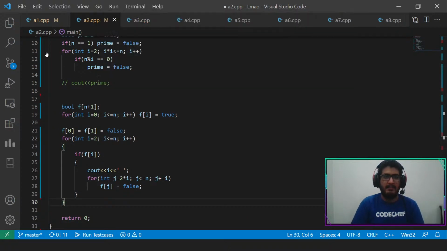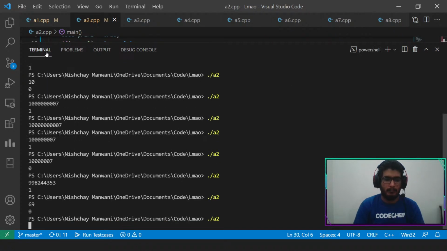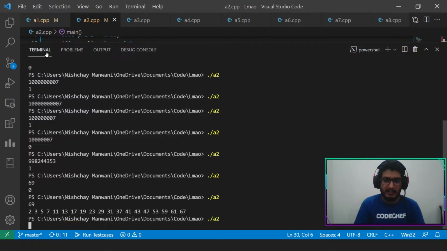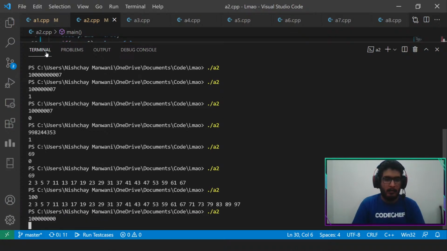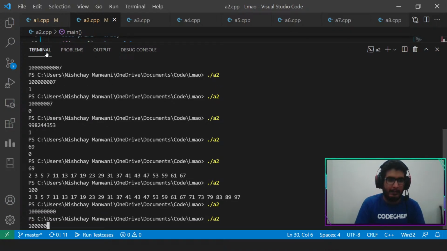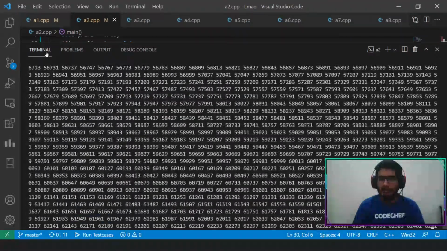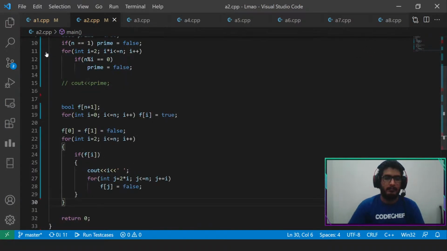So let me see if this code works. Again, let's just put 69. It's giving out the primes 2, 3, 5, 7, 11, 13 up until 67. Let me put 100. These are the primes. That's a very large number. Let me put a smaller number. So these are all the primes which are less than or equal to 10 to the power 5. We can also just output the number of primes which are less than or equal to 10 to the power 5.